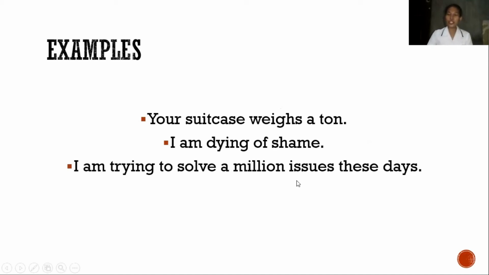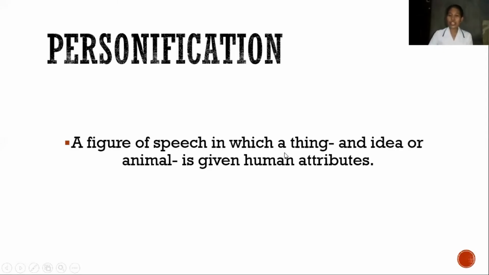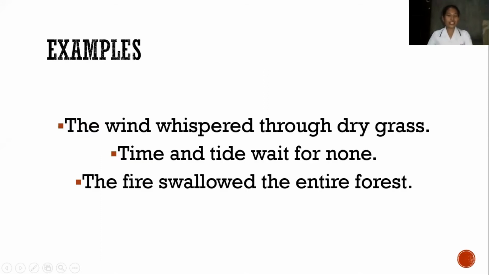Now let's move on to another literary device, which is personification. Personification is a figure of speech in which a thing, idea, or animal is given human attributes. From the word itself, personification, let's see the example. Who wants to read? Okay, Ria again. Very good. So based on the examples, what are the given human attributes? Very good, Anna. It is whispered, wait, and swallowed. Very good, class. Are you following?